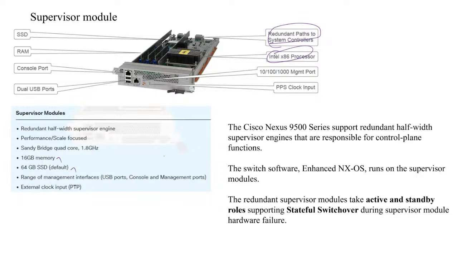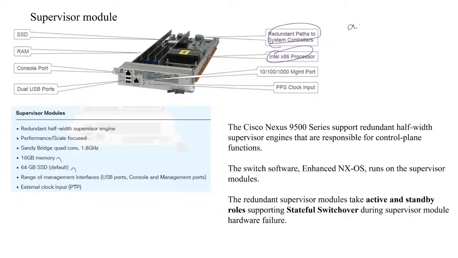But one main function of the supervisor is that we know that it is a brain, and for high availability, we always require two supervisors, at least one in the active mode. And in Nexus, we have a stateful switchover from one supervisor to the other. What does this mean? A stateful switchover.